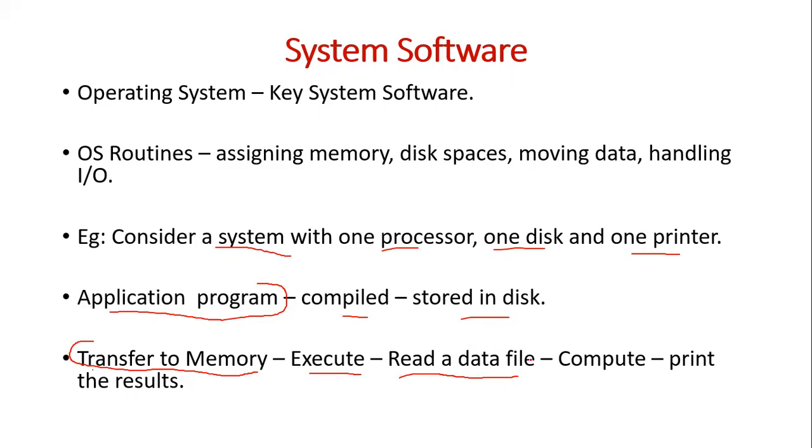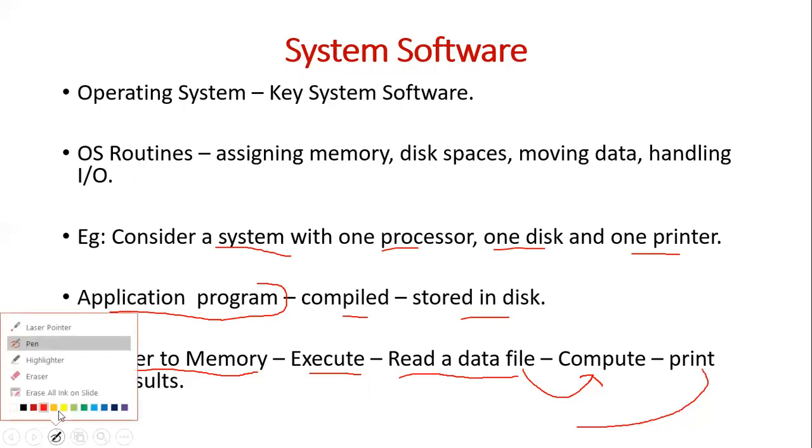After reading the data file, this application wants to perform some computation on the data available in that file. After performing the computation, it wants to print the result on the printer. This is a typical example, and we are going to discuss how the operating system performs this task. So this is the problem definition.